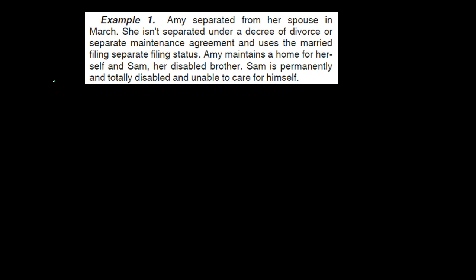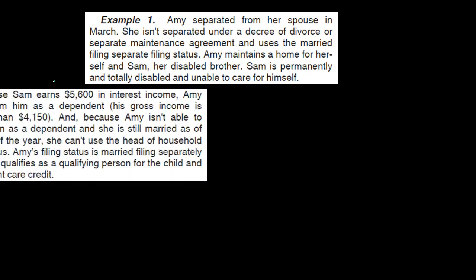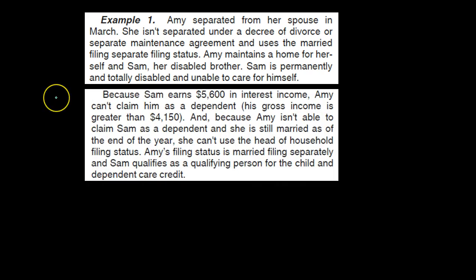Amy maintains a home for herself and Sam, her disabled brother. Sam is permanently and totally disabled and unable to care for himself. Because Sam earns $5,600 in interest income, Amy can't claim him as a dependent. His gross income is greater than $4,150. That was a limit that we had in previous presentations. And because Amy isn't able to claim Sam as a dependent and she is still married as of the end of the year, she can't use the head of household filing status.